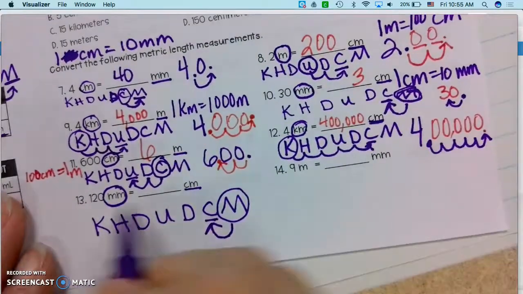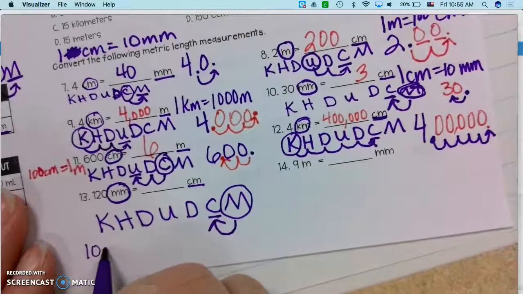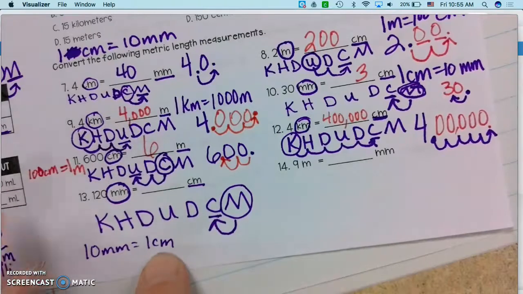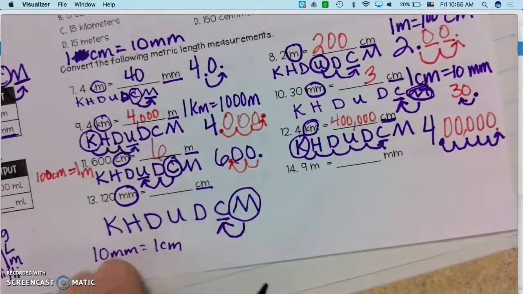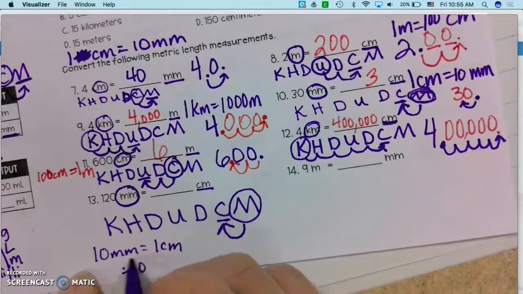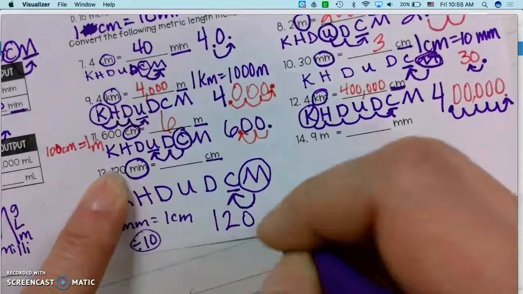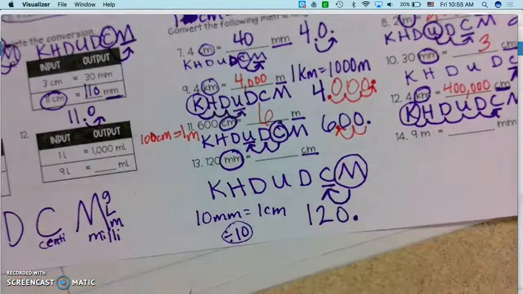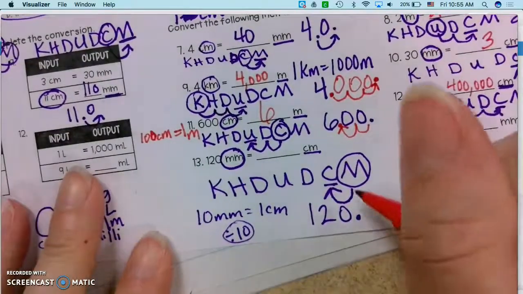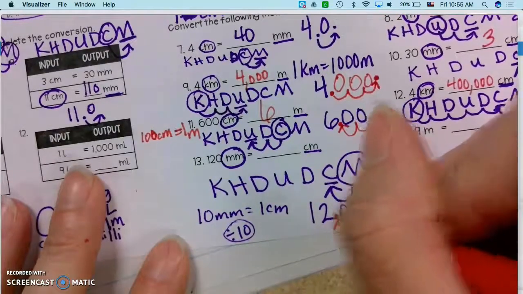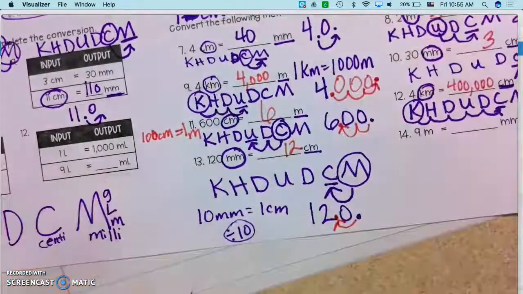1 time. And if you look at your chart, it tells you that 10 millimeters equals 1 centimeter. So you know centimeters are bigger. And I want to get a smaller number, so I need to divide. So you would divide by 10. 120 divided by 10. Or you can just take 120, take your decimal, and move it, just like we had to move here on these letters. We had to move 1 place to the left. So I'm going to move my decimal 1 place to the left. What would my answer be? 12 centimeters.